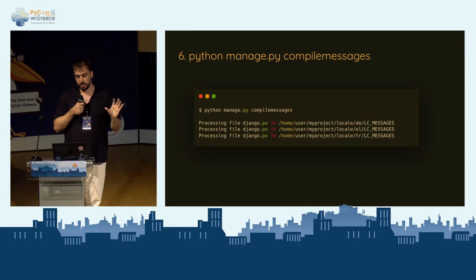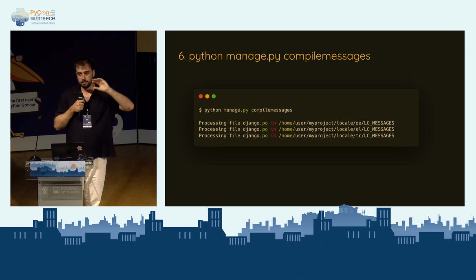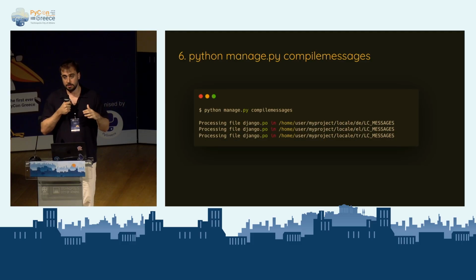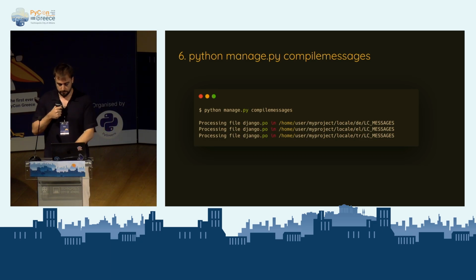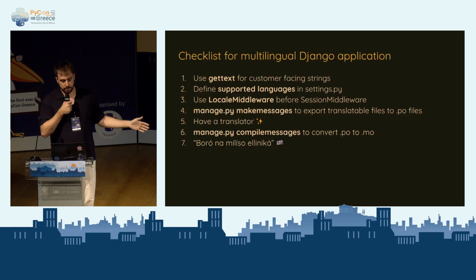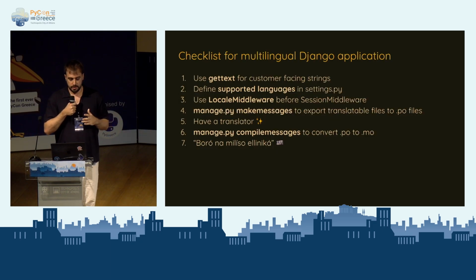So then we find the translator. When the translator fills these empty strings, we need to compile these messages to MO files, because PO files are not readable for a Django application. And this is basically our flow. This is our checklist.